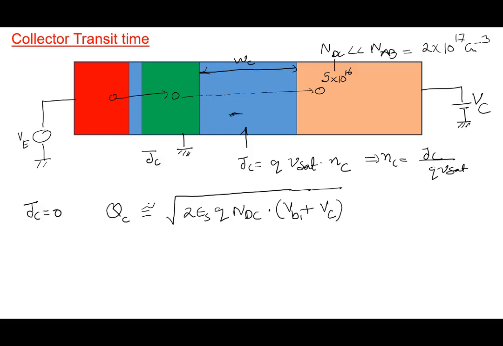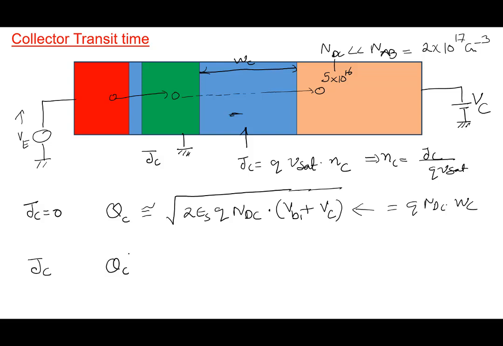So this is the charge in the depletion region. The charge in the depletion region is basically equal to Q NDC multiplied by WC, and then you write down the expression for WC, so you end up with this one here. So that's not an issue. Now I apply a JC, in the sense that I increase VE and a collector current starts flowing.